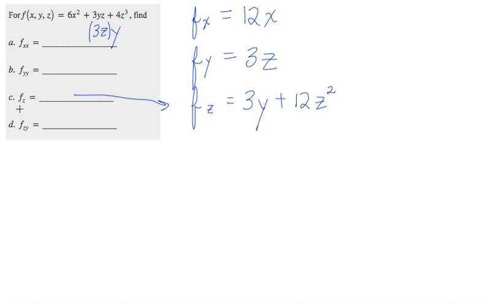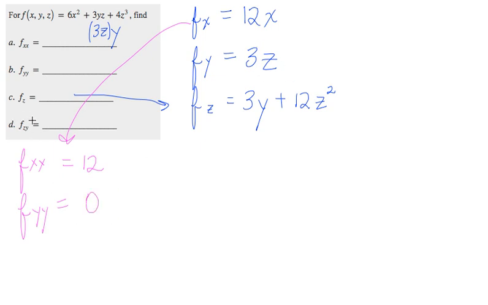Now for the other three, for f_xx, we're going to differentiate f_x right here, again with respect to x. So the derivative of 12x is just 12. And f_yy, we'll differentiate this with respect to y. Well, there are no y's here, so its derivative is just 0.